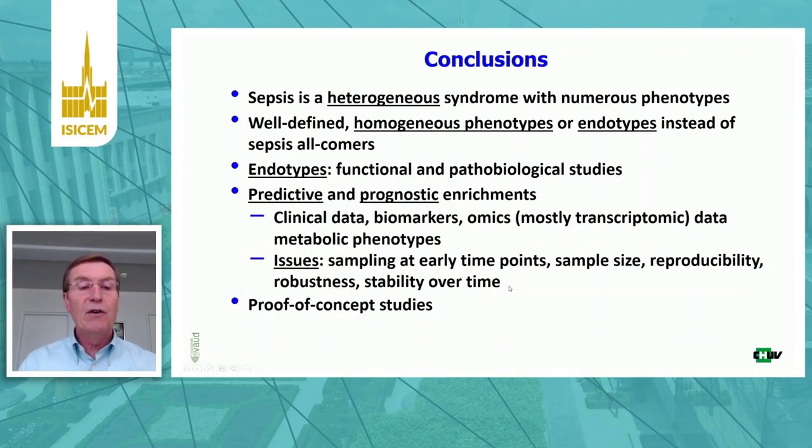So in conclusion, sepsis is a heterogeneous syndrome with numerous phenotypes. We now have to work with well-defined homogeneous phenotypes or endotypes instead of sepsis all-comers. And the endotype might be the way forward for the future. It defines functional and pathobiological studies which we can use for predictive and prognostic enrichment.